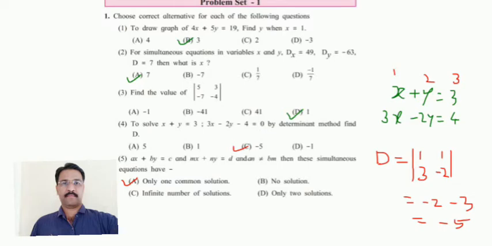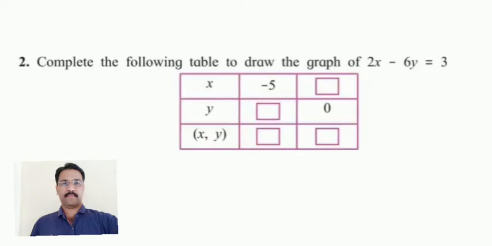Okay, we'll take the second question. See first, complete the following table to draw the graph of this line. See here, 2x minus 6y is equal to 3, in which x and y both have coefficients. They have given us the value of x equal to minus 5. Then what is the value of y? Straightaway put minus 5 wherever x is. See here, what will come here?